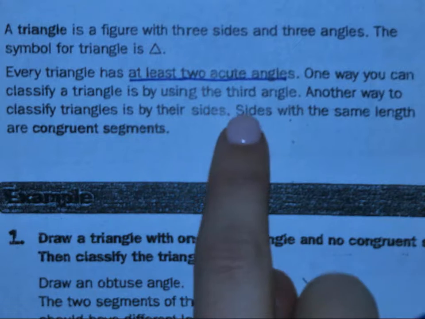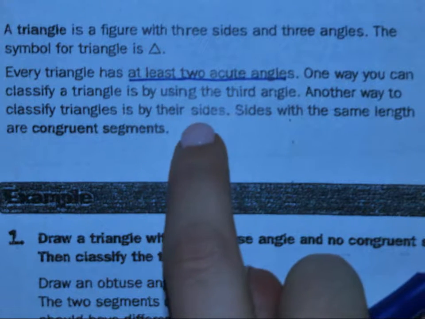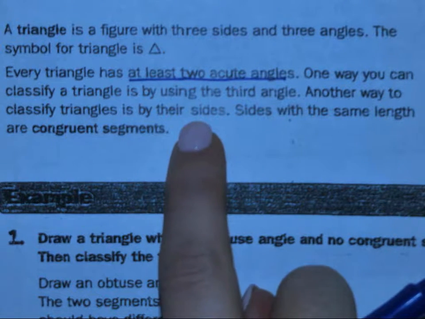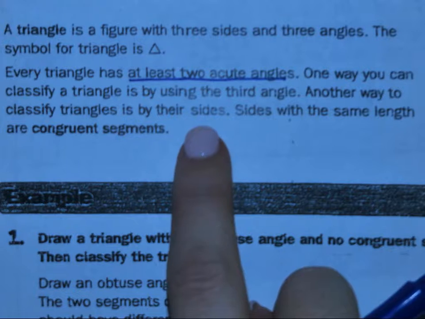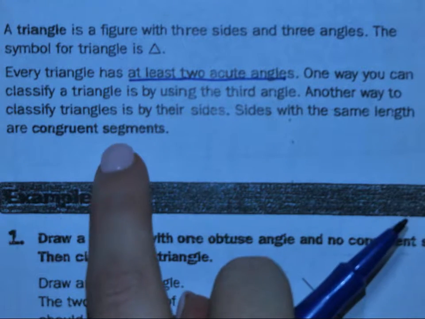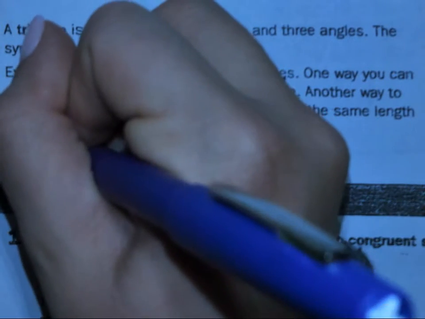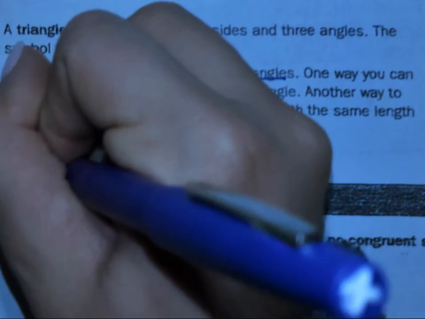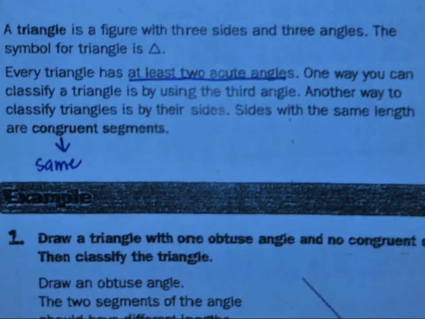So one way to classify is by using that third angle. Another way to classify is by using their sides. So sides with the same length are congruent segments. Remember, congruent means same. Okay.